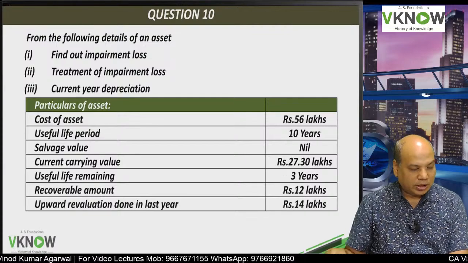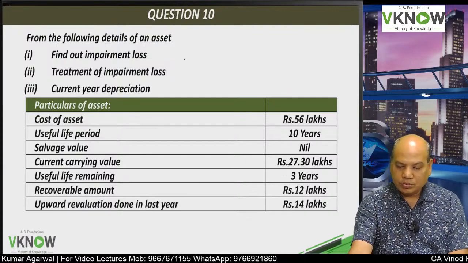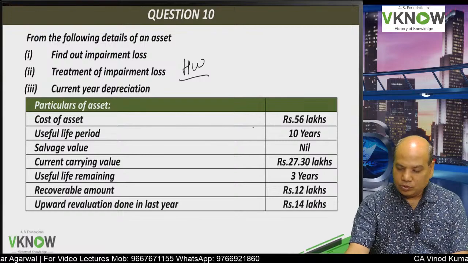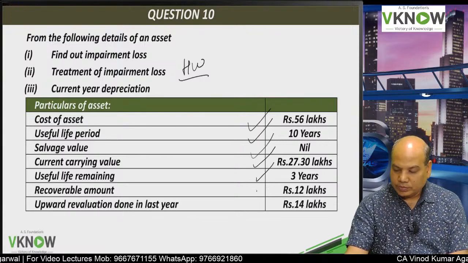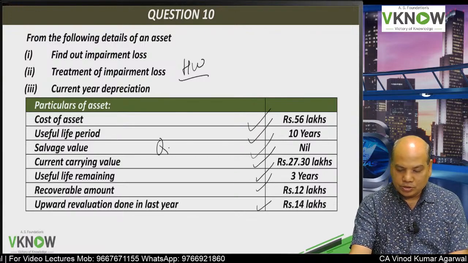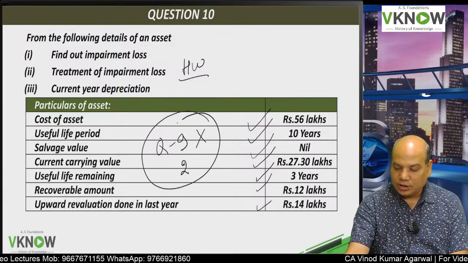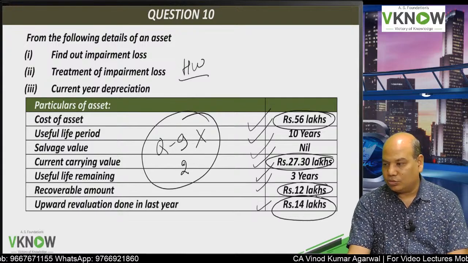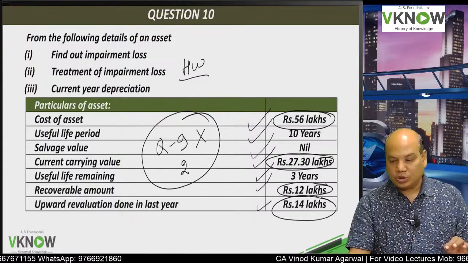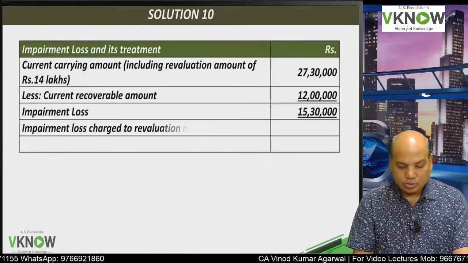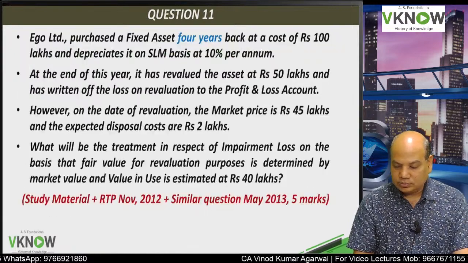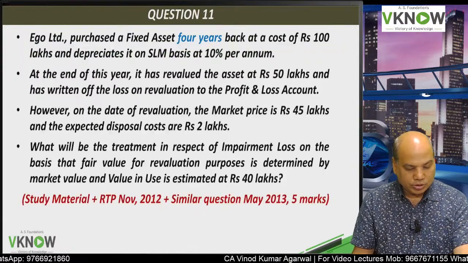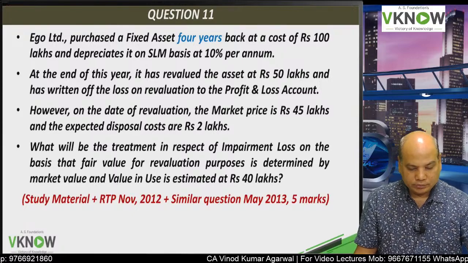Same for question number 10, homework. If you look at the question, it is question number 9 multiplied by 2. All figures they have simply multiplied by 2. Can you see that? So do it as homework. Only you have to change the numbers. Now we'll go to question number 11.